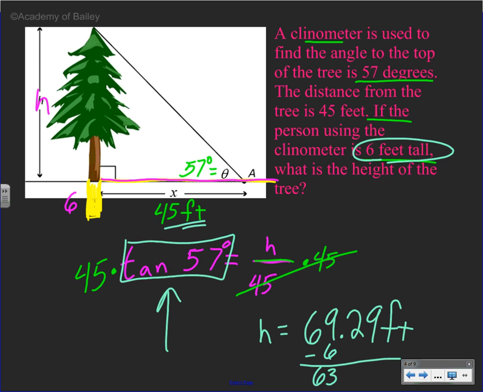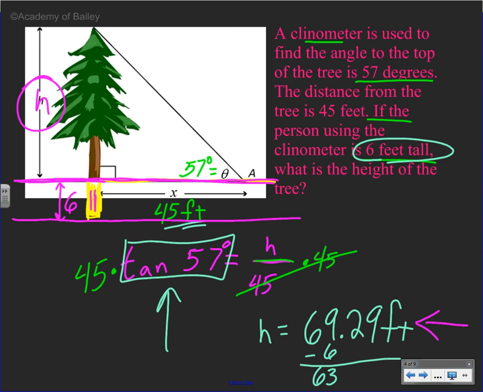So what we found with 69.29 feet was the value of h. And h only goes to where the angle of elevation started. So h only goes to that red line or the purple line that I just put in there. Well, if this tree trunk is 6 feet, there's more to that because the person is 6 feet tall. This angle of elevation is 6 feet off the ground.